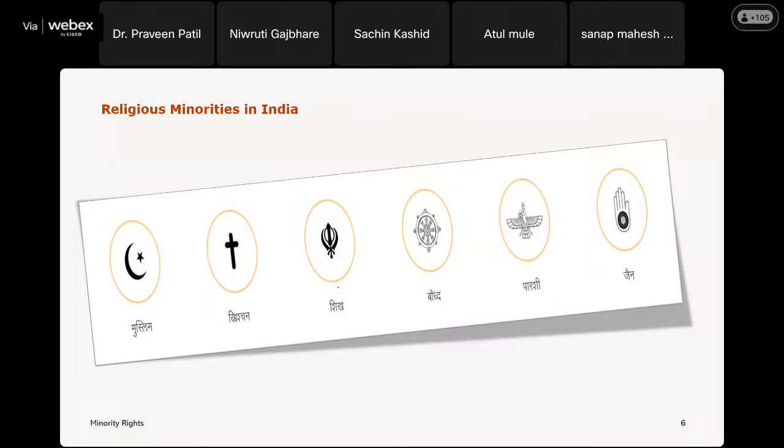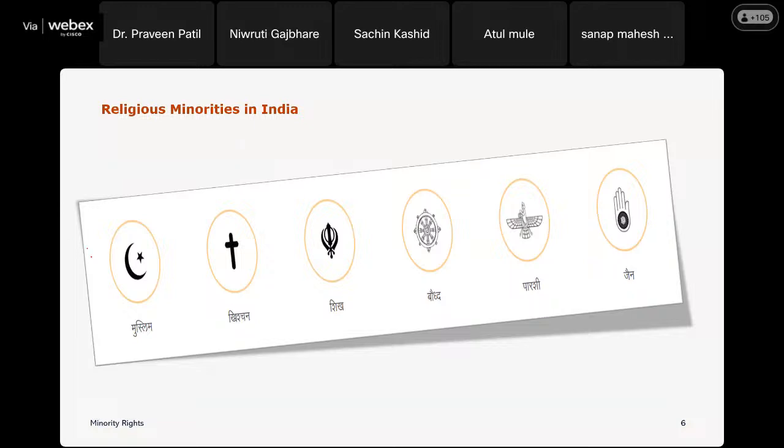Yes, thank you. See, in India, the central government as well as the government of Maharashtra has recognized 6 religious communities as religious minorities in India.